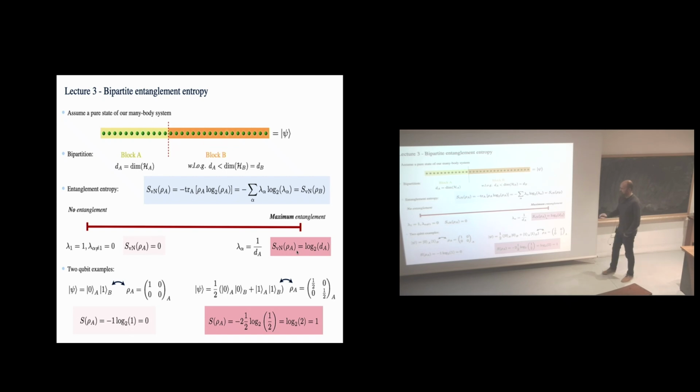Right? So fundamentally, this entropy is a quantity that goes between no entanglement when it's 0, to maximally the logarithm of the dimension of the Hilbert space that you have in this block.